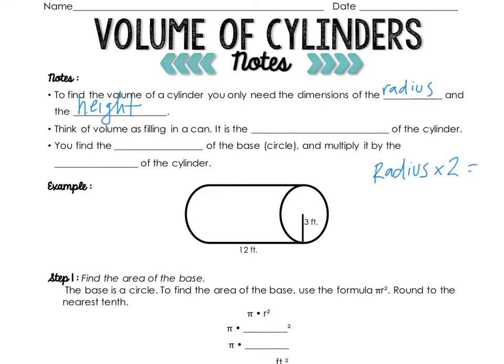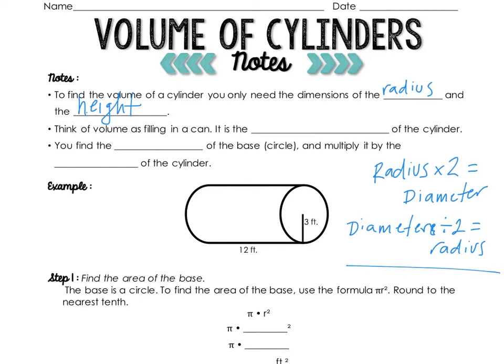Okay. Just as a quick refresher, if you have a diameter, so let's say radius times 2 equals diameter. Okay, or I could go the other way. I could say diameter divided by 2 equals radius. So that's just a quick refresher reminder for us about those two.